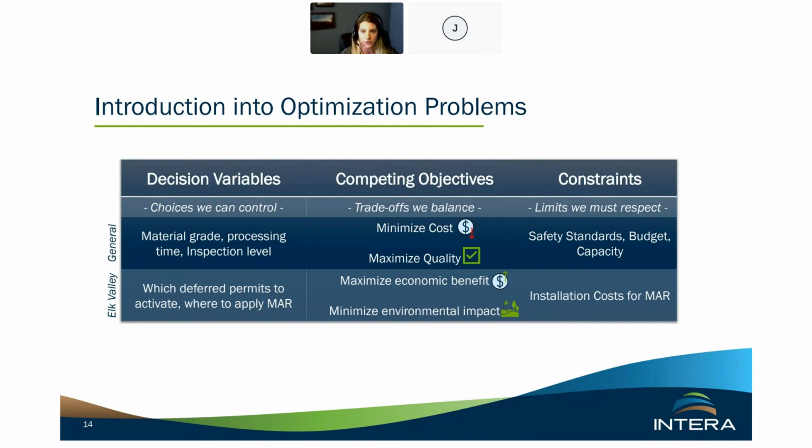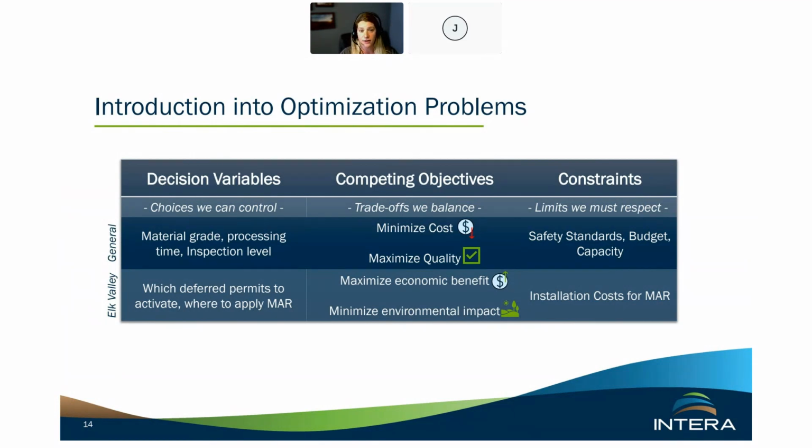Decision variables are the choices we can control. For a chair production facility, these are material grade: are the chairs going to be made of plastic or wood? Processing time: how much time are we going to spend on each chair? And inspection level: how much time are we going to spend making sure that these chairs are safe and high quality? In our case at Elk Valley, our decision variables are which deferred permits to activate and where to apply managed aquifer recharge.